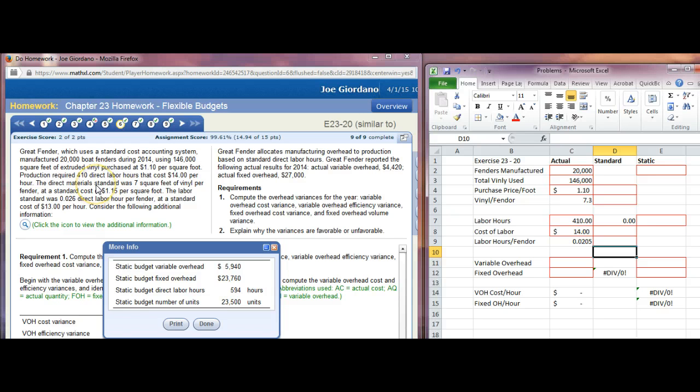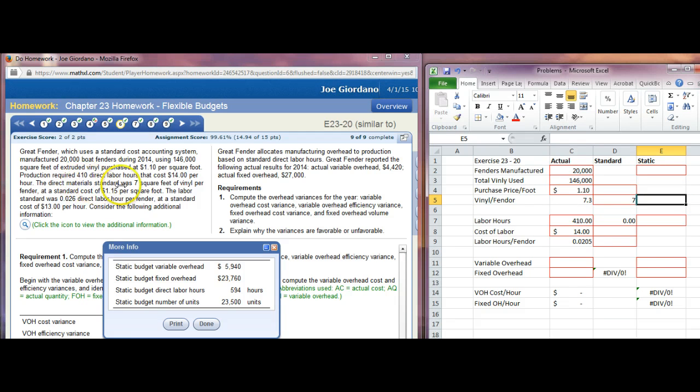So now we're talking about standard. So you see over here I have a column called actual. Here's your column called standard. Now, where these problems are kind of a pain in the neck is they give you slightly different data for your standard than they do for your actual. And it just gets to be a big problem really quickly, which is why you have to organize this into something you can understand. Direct material standard was 7 square feet of vinyl per fender. Well, I have down here, right? So here it was 7.3, and I had to calculate that based on all this information. Whereas here I figured out it was 7 square feet is my standard.